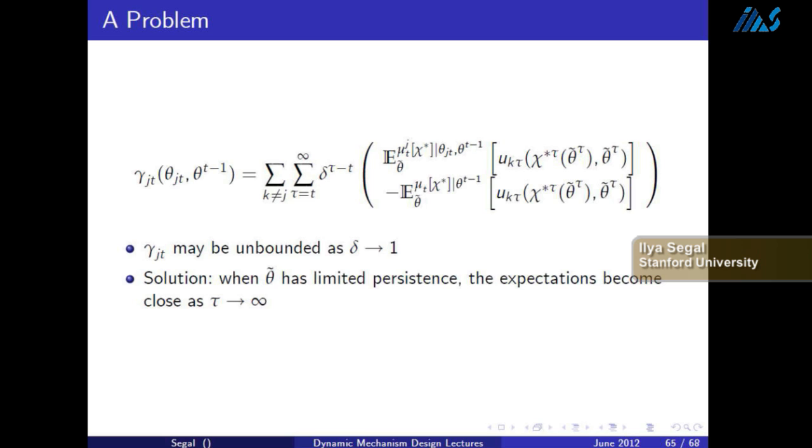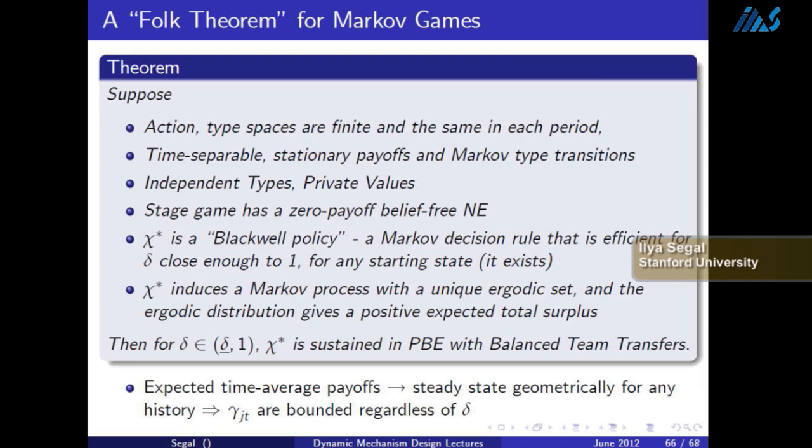And ergodicity is exactly a property that ensures that the distribution in the future doesn't have much dependence on where you started. So as you go further in the future, the distribution converges to the steady state. Actually, it converges geometrically fast, and because of this geometric rate of convergence, these two expectations converge fast enough to each other so that the total present value is bounded even if you put delta equal to 1 here. Okay, so it gives you a bound on these payments that is independent of delta.